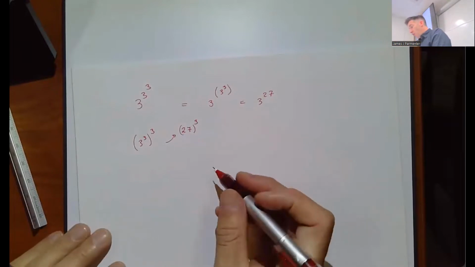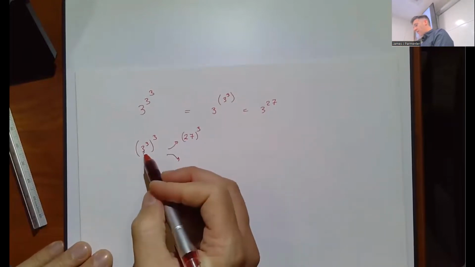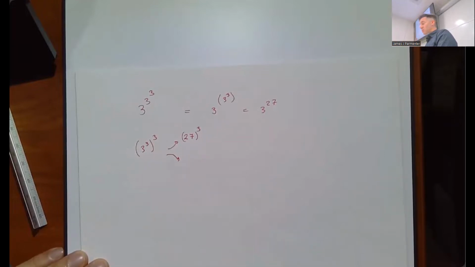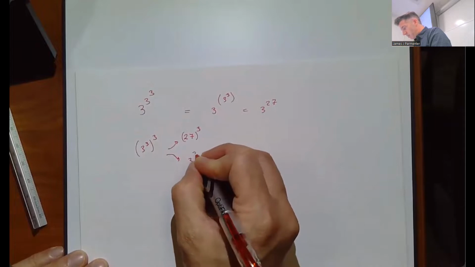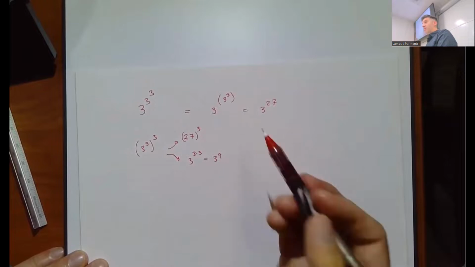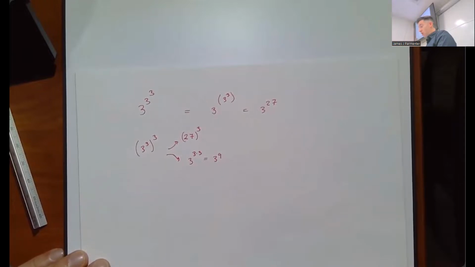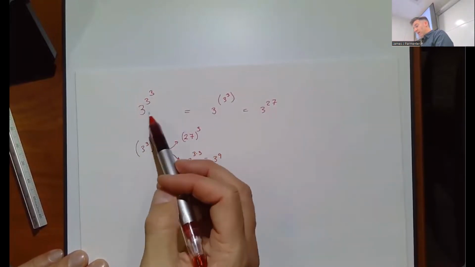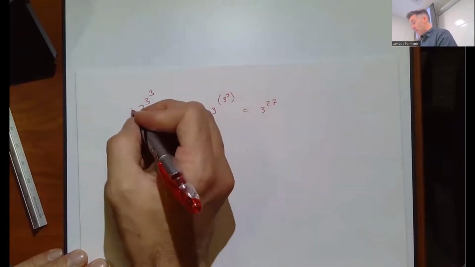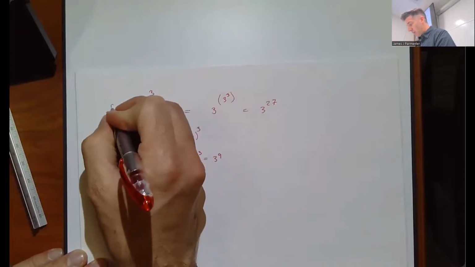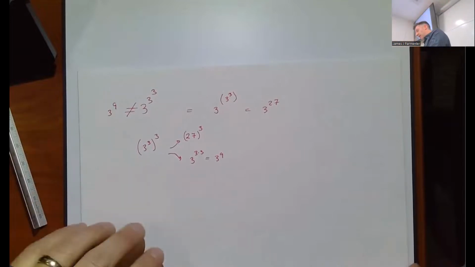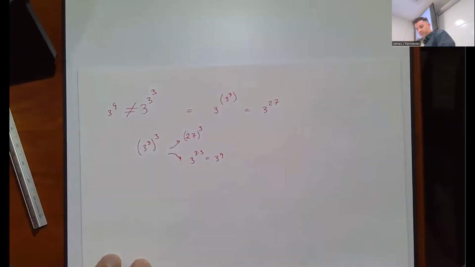Or you could say, well, if you have a power to a power, what can you do with those powers? So really, I can say this is 3 to the 3 times 3, which is 3 to the 9th, which is definitely not 3 to the 27th. So I just want to point out that when this is written this way, you can't say that you have a power to a power and multiply the powers. This is definitely not 3 to the 9th. It's 3 to the 27th. It comes up sometimes, but it seemed like an opportune place to mention it, so I'm mentioning it.